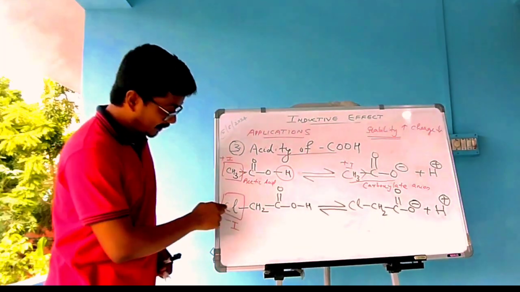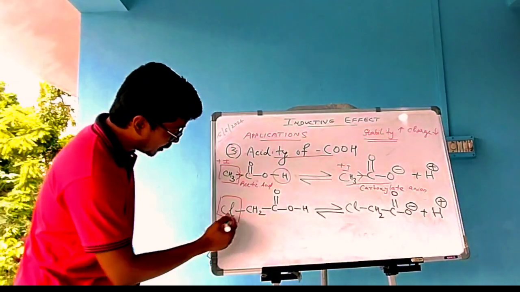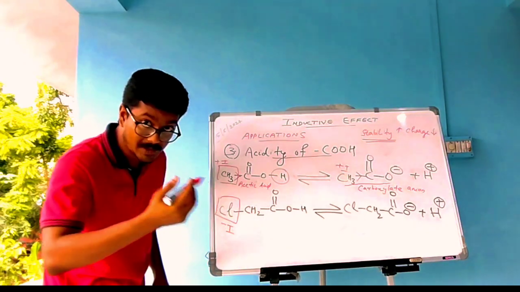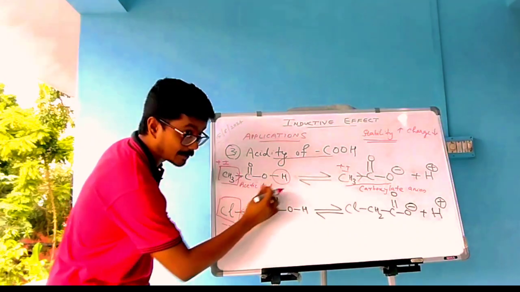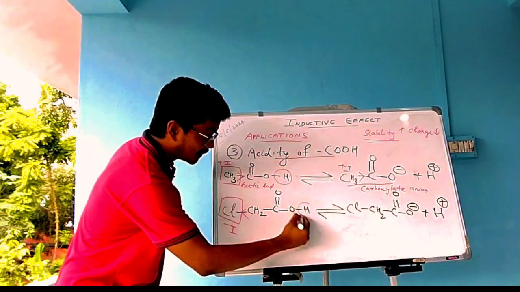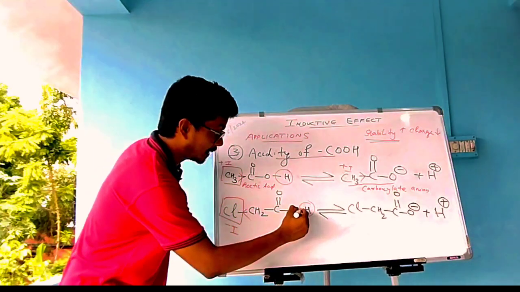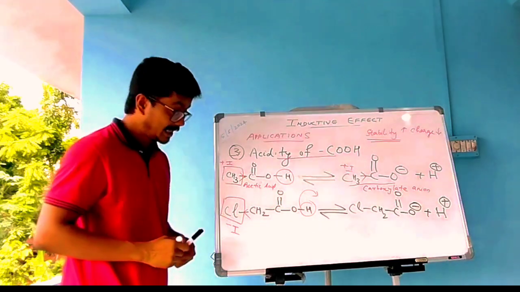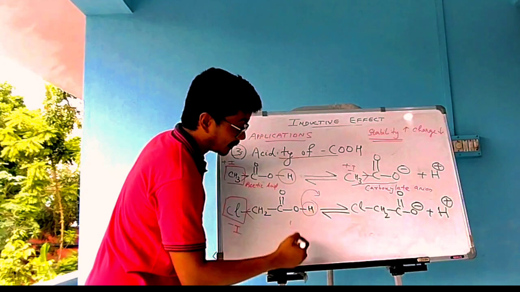When we consider chloroacetic acid, that's the second example. Here, chlorine has an electron withdrawing effect. So, it will withdraw electrons from the carboxylic acid group. As a result, the release of H plus ion becomes very easy. It will release H plus ion very easily. That is the first factor.